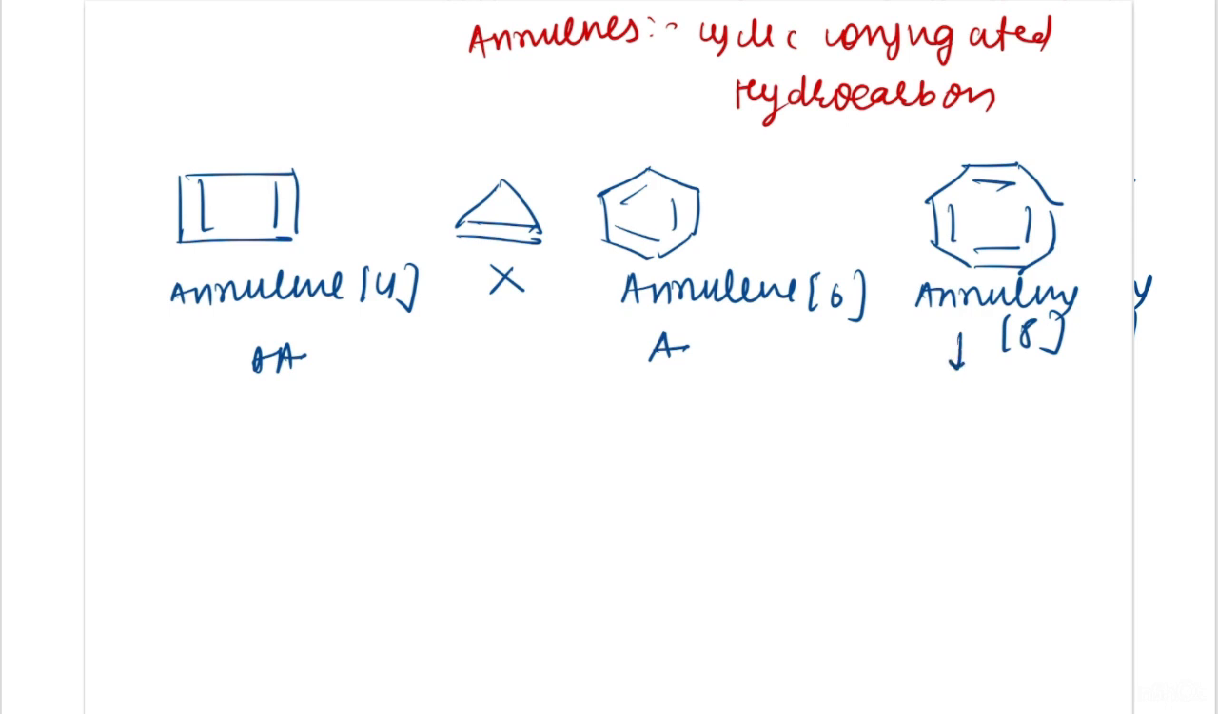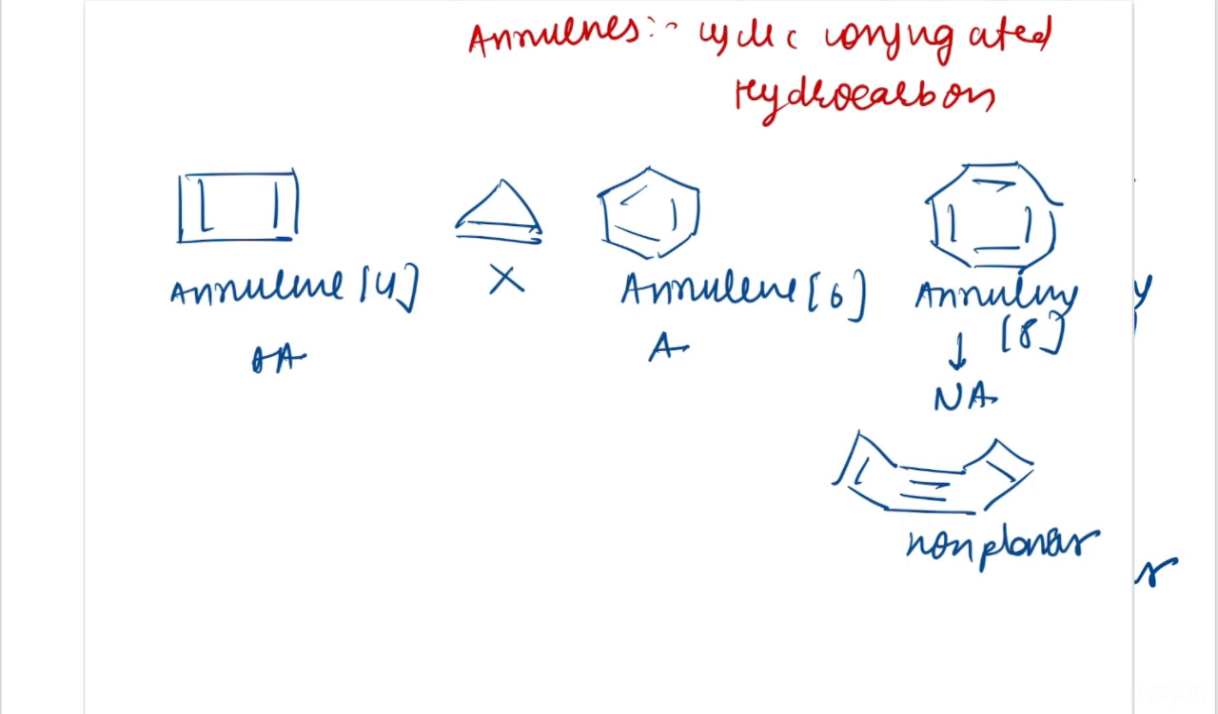Why is it non-aromatic? Because it gets into a tub shape. Because of the heavy structure, it gets into a tub shape like this. So it becomes non-planar, and so it becomes non-aromatic. We talk about annulene 10.